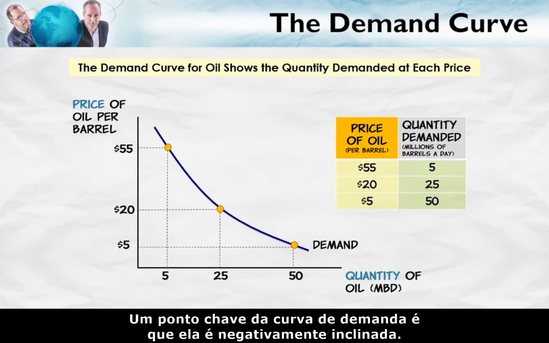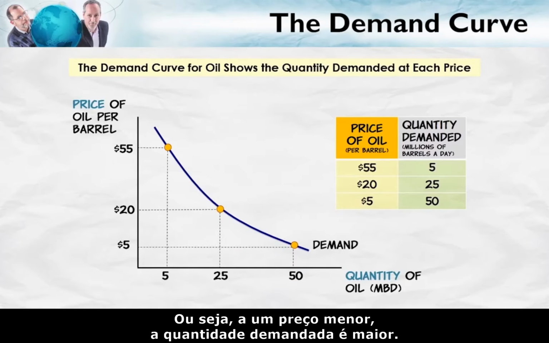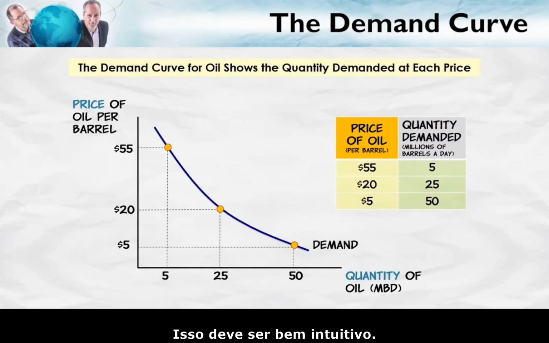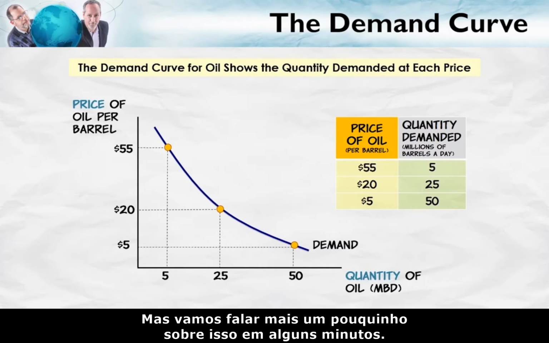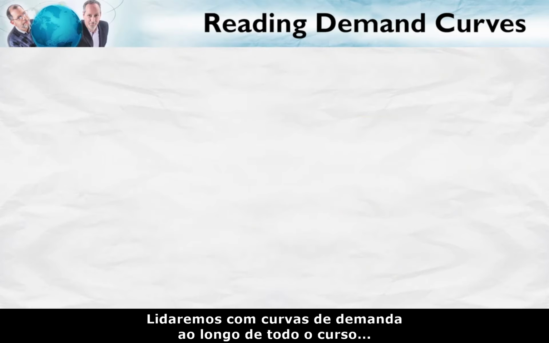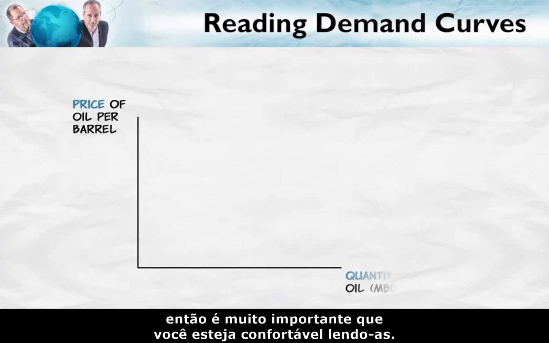A key point of the demand curve is that it slopes downwards. That is, at a lower price, the quantity demanded is greater. That should be pretty intuitive. When the price of something falls, people want more of it, but we'll say a little bit more about that in a few minutes. We're going to be dealing with demand curves throughout the course, so it's very important that you be comfortable with reading them.